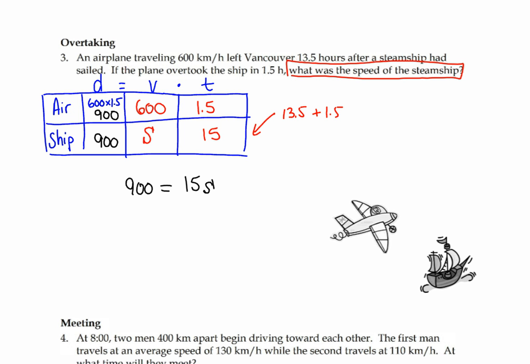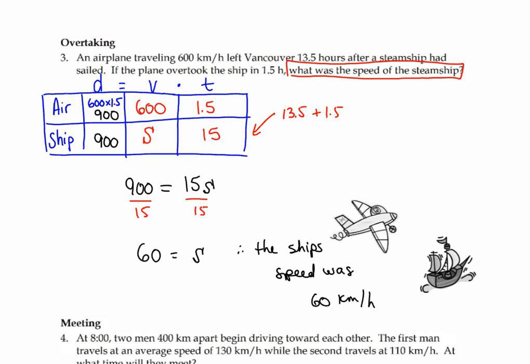Technically all you have to do is subtract 15. No, not subtract. Divide. Because they're times, all we have to do is divide. So s is 60. So therefore, the ship's speed was slow. Really slow.